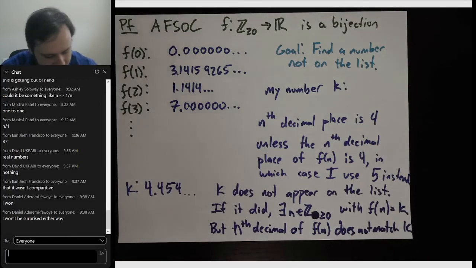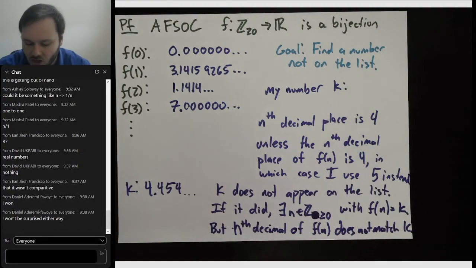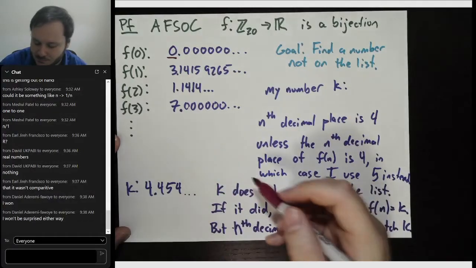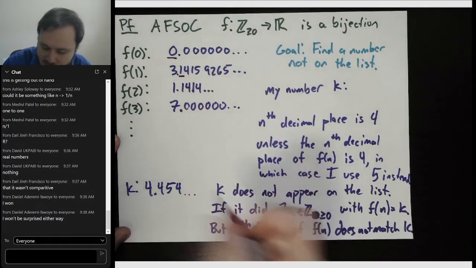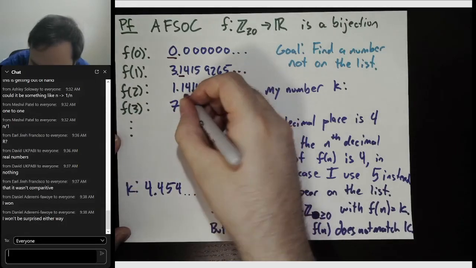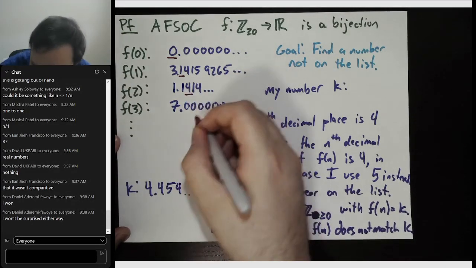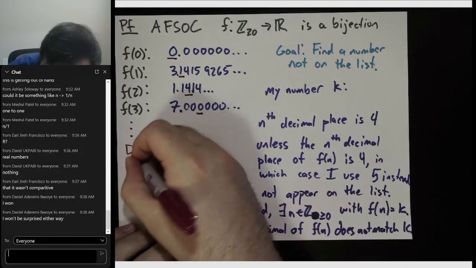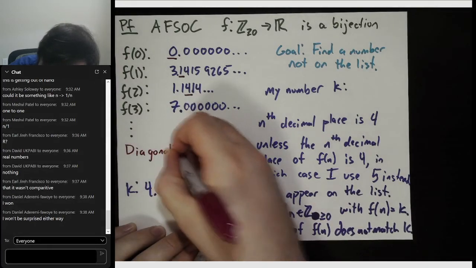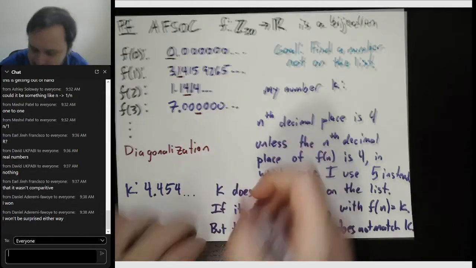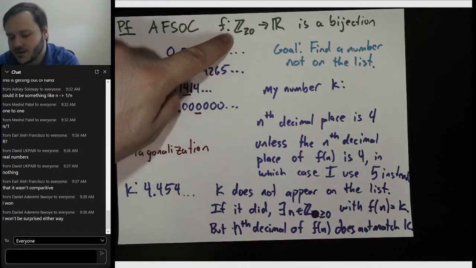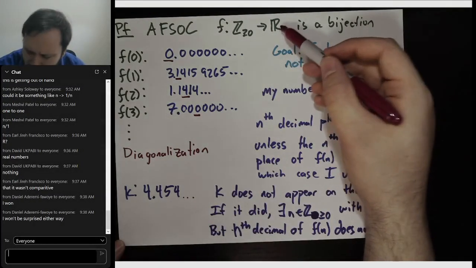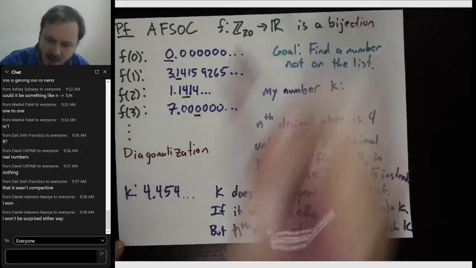And so what I've done is I've gone down the list along a diagonal. And I said I'm not in the 0th position because I disagree at place 0. I'm not in the 1st position because I disagree at place 1. I'm not in the 2nd position because I disagree at place 2. I'm not in the 3rd position because I disagree at place 3. And so this is called a diagonalization proof. And it shows that there cannot be a bijection from the non-negative integers into the reals. The reals are a bigger infinity than the non-negative integers.